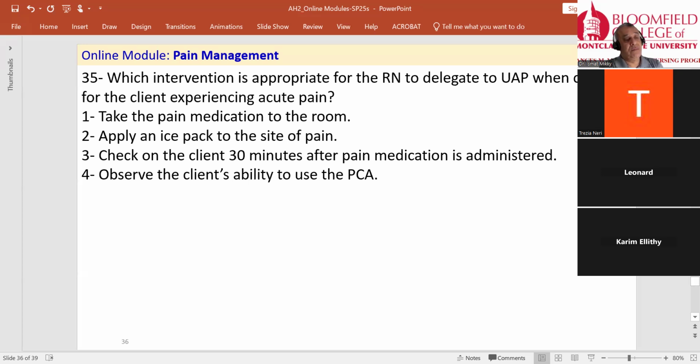Which intervention is appropriate for the RN to delegate to the UAP when caring for the client experiencing acute pain? And within the scope, I think we talked about this earlier, about the scope of practice of the LPN and the UAP. Is it number 2? Exactly, number 2.